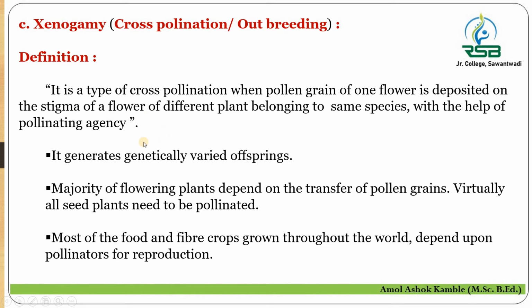So these are the various types of pollination on the basis of source of pollination. Number one, autogamy. Number second, geitonogamy. And number third, that is the xenogamy.